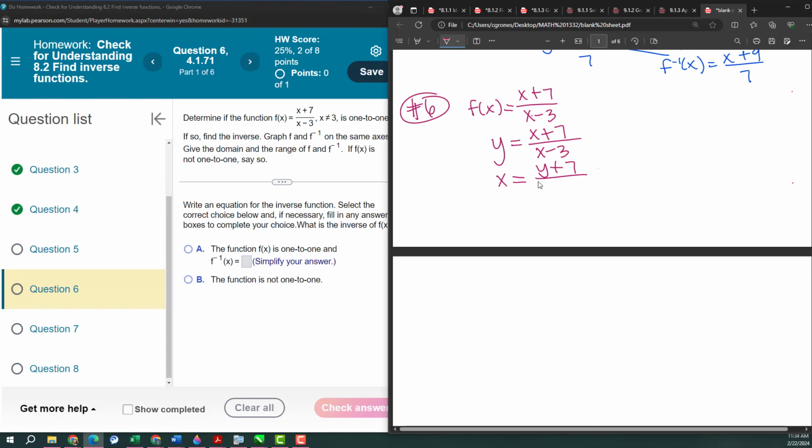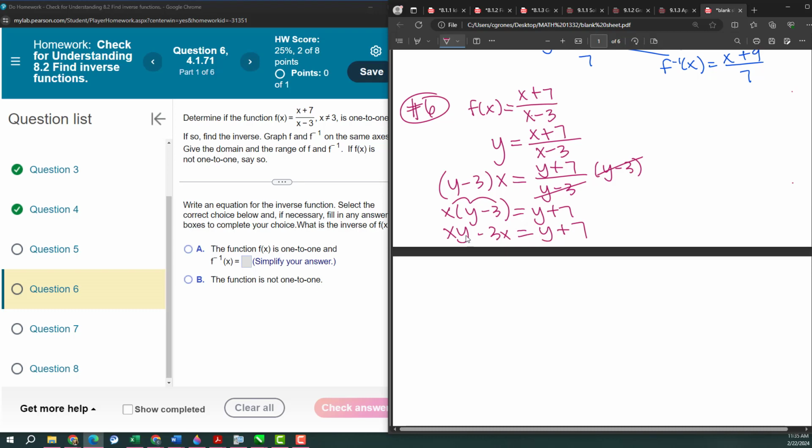So we get x equals y plus 7 over y minus 3. And we now want to solve for y. Get rid of this fraction. I'm going to multiply both sides by y minus 3 so that I can cancel this out over here. And I am left with x times y minus 3 equals y plus 7. And I'm going to distribute my x. So I get xy minus 3x equals y plus 7.